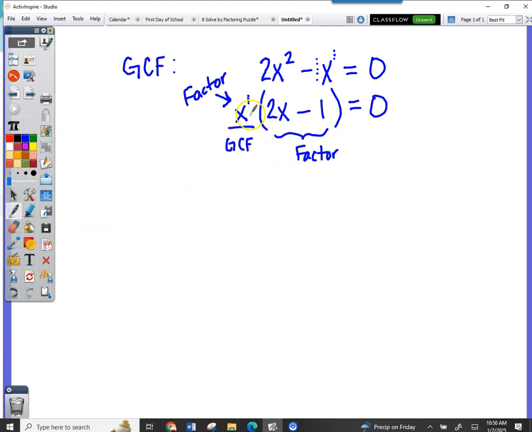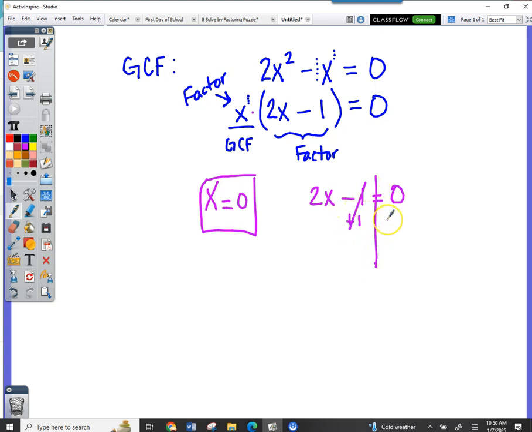So watch this. x has to equal 0, and 2x minus 1 has to equal 0. And now we solve. Is this already solved? Is there anything to do? Yeah, this is done. There's nothing to do here. What about here? What would I do?